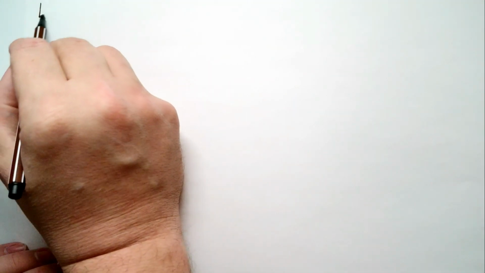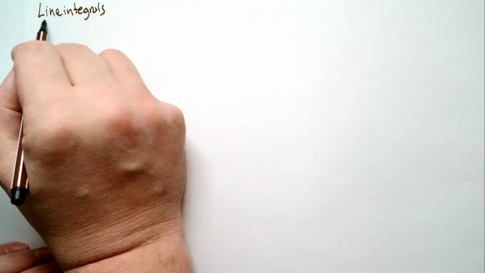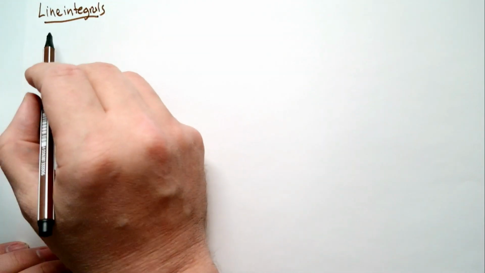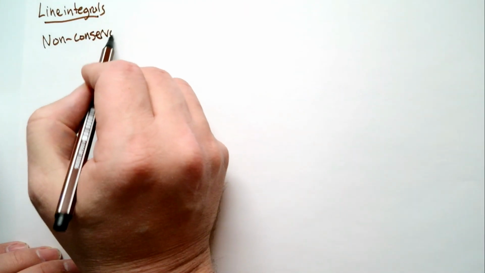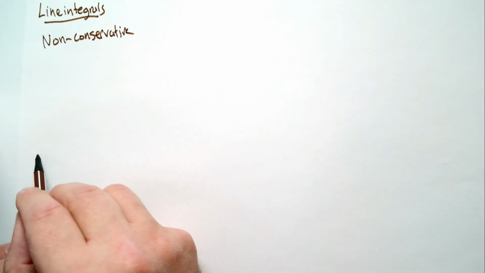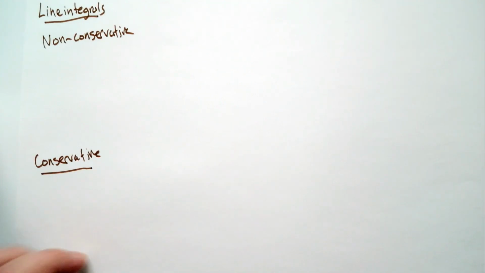So those were the 2 problems I pointed out, but I know that there were other questions. So here we go. Here's some other questions. One of them was about line integrals. And there's 2 types of line integrals, so we should talk about both. So you have your non-conservative, and then you have your conservative. And I probably did not give myself enough space for both, but that's okay. I will go through and do the best I can.